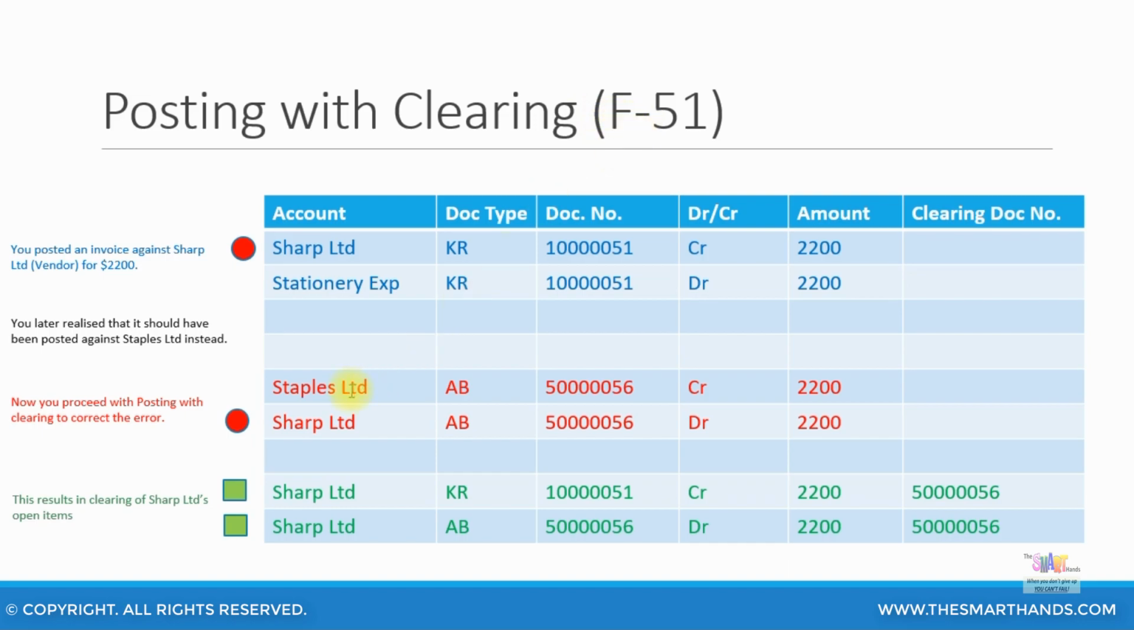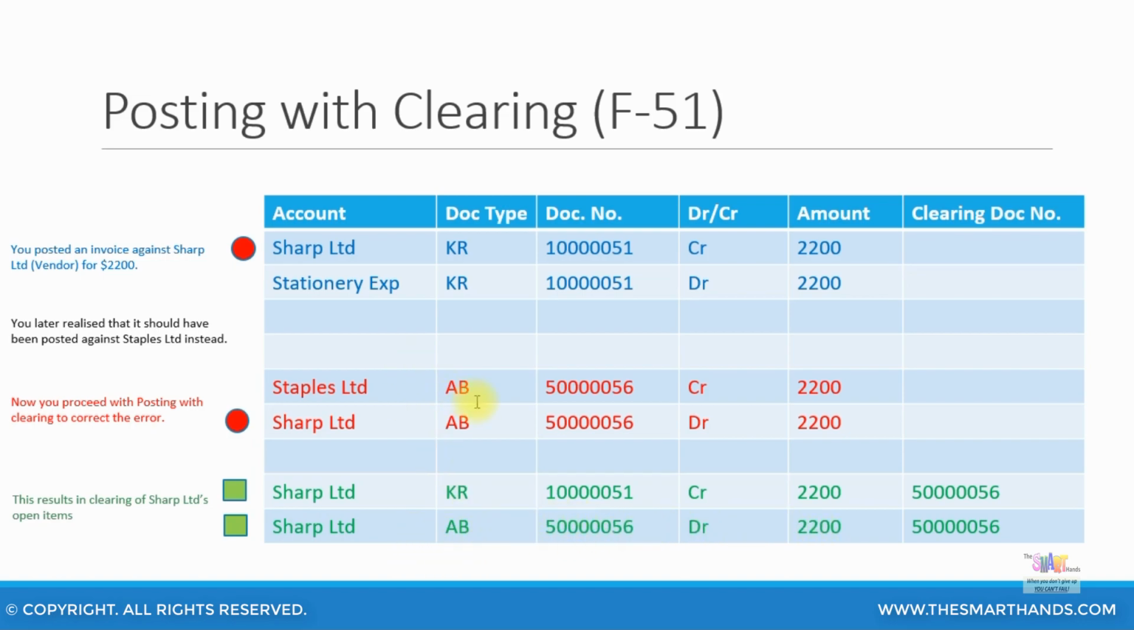So when you post the posting with clearing transaction, the system will post against the correct vendor, Staples Limited. You specify this vendor now. A credit entry of 2,200 will be applied, and then you select the wrong vendor which you have posted incorrectly, by referencing that incorrect vendor, Sharp Limited, and a debit of 2,200. So in the resulting entry you can see the Sharp Limited credit entry, which was an open item. It's coming up in this line, and the entry which you have posted with posting with clearing, Sharp Limited, a debit amount of 2,200, is shown in this line.